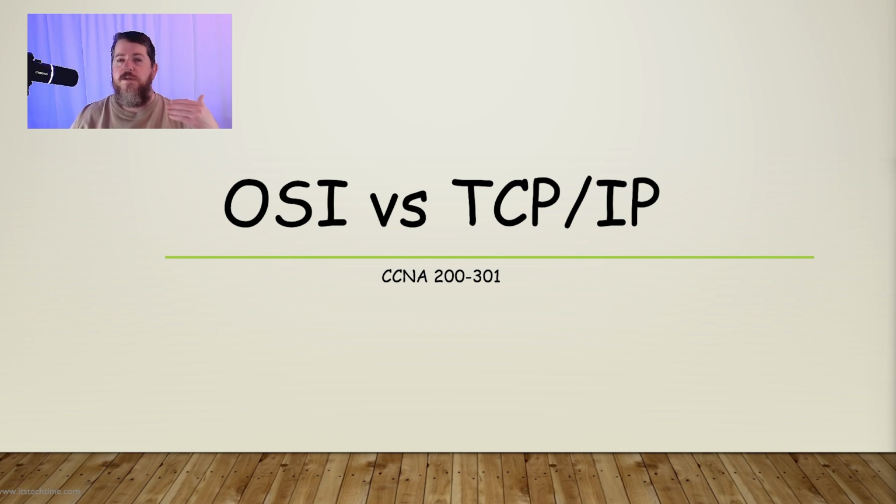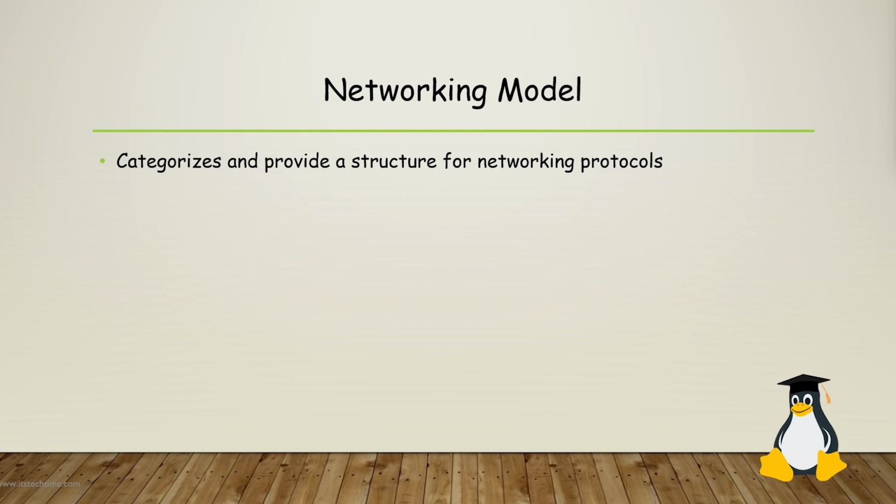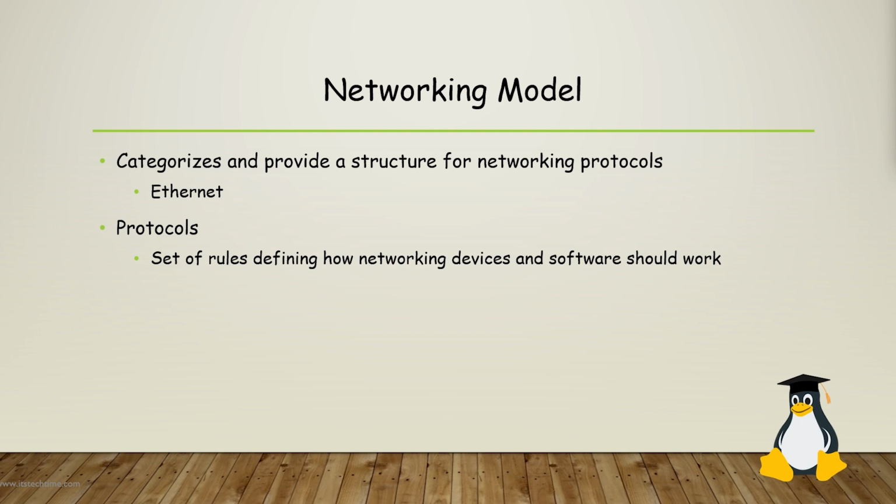In this video, we will discuss the networking models OSI and TCP/IP. If you don't know what those are right now, don't worry, we're fixing to get into it in detail. So you may be wondering what exactly is a networking model. A networking model is something that categorizes and provides a structure for networking protocols, for example, Ethernet. If you remember from the previous video, protocols are a set of rules defining how networking devices and software should work together. TCP/IP is a networking model and OSI is also a networking model.